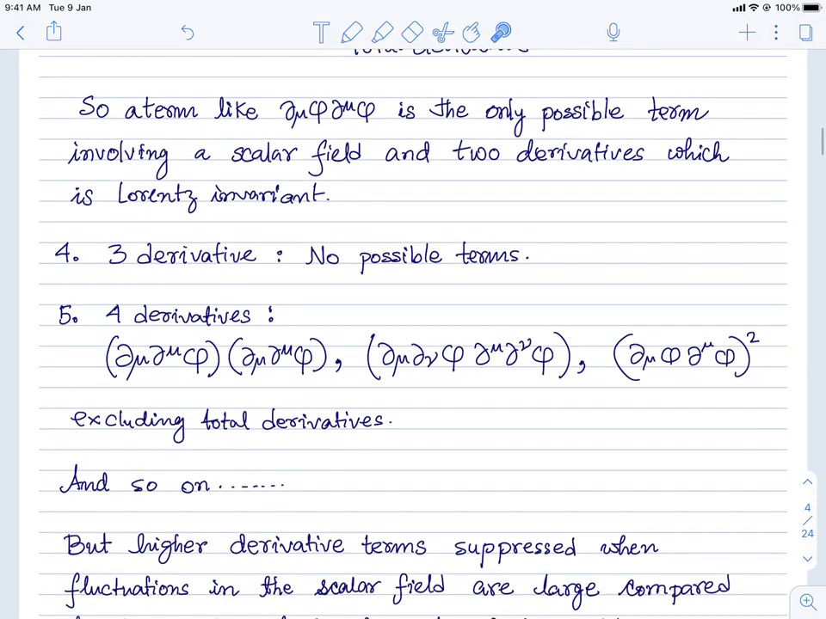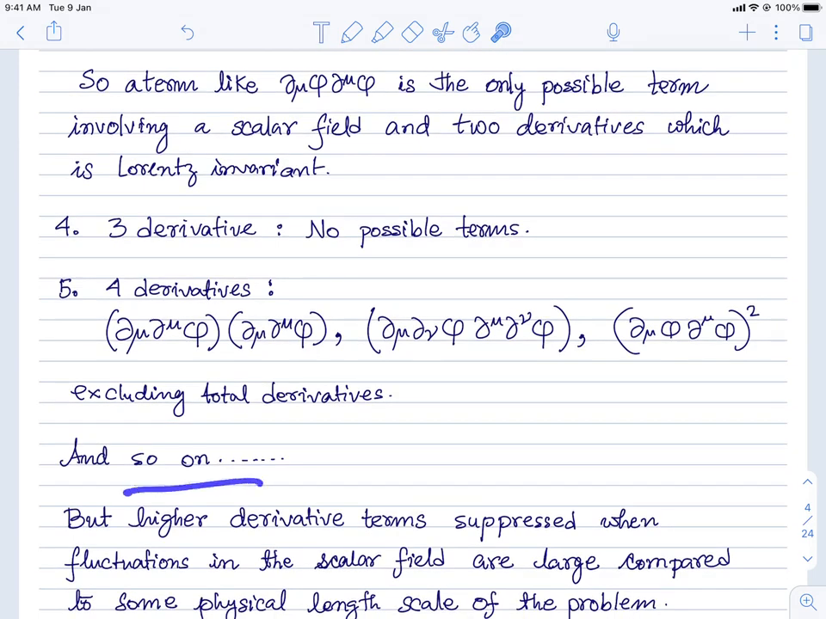There can also be total derivatives, which you will not care about. But essentially, these are the various terms that I could think of. These are the only independent terms that one can write down involving four derivatives. And so on, 5 derivatives, 6 derivatives. We can just continue listing, and with a growing number of derivatives, the possibilities increase. Various terms can be written down which would be allowed by Lorentz invariance.